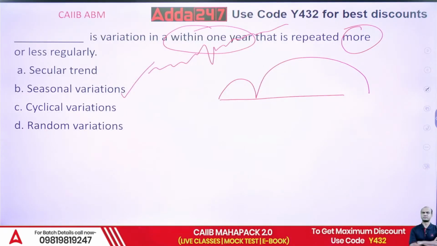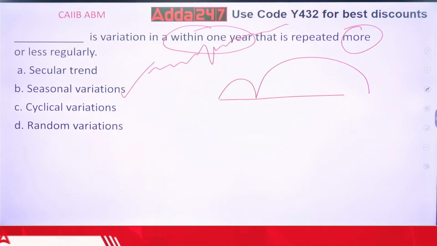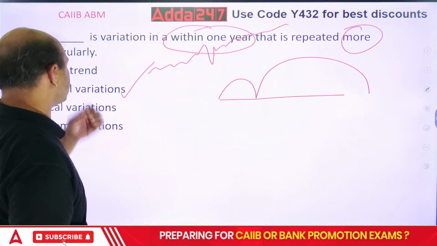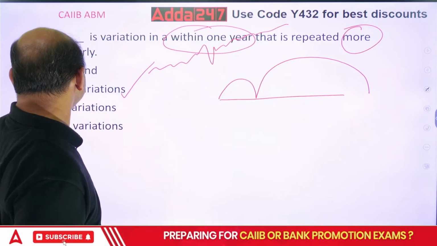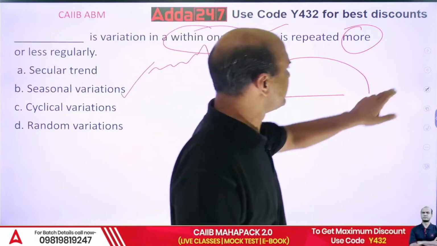Got this point? So this is random variations. So what is the answer? The answer is seasonal. Got it?